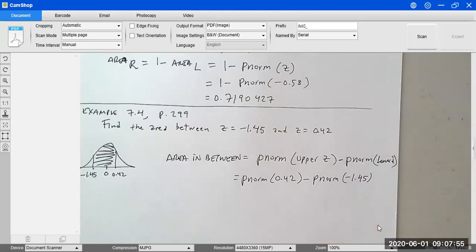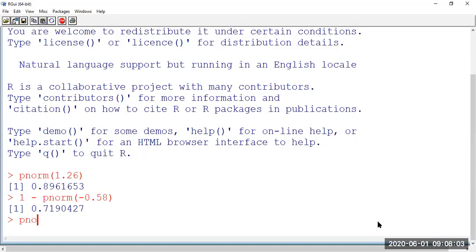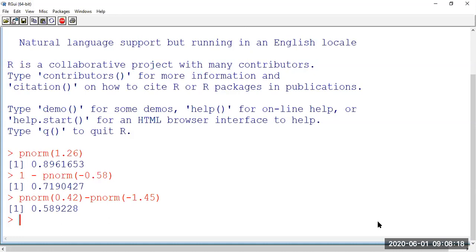So we use R to find that information. Now we need to write pnorm of 0.42 minus pnorm of negative 1.45. So the area is 0.58.